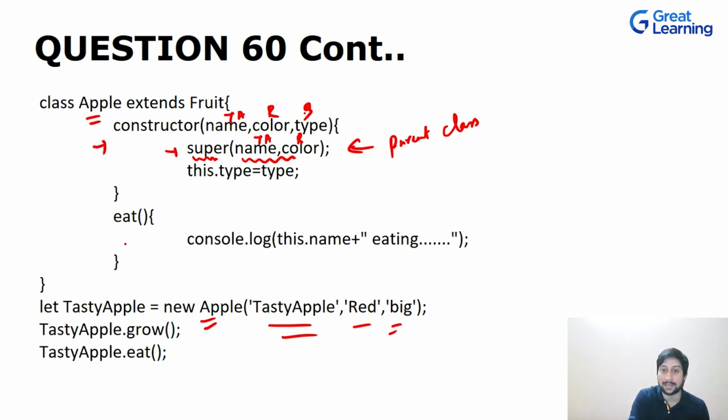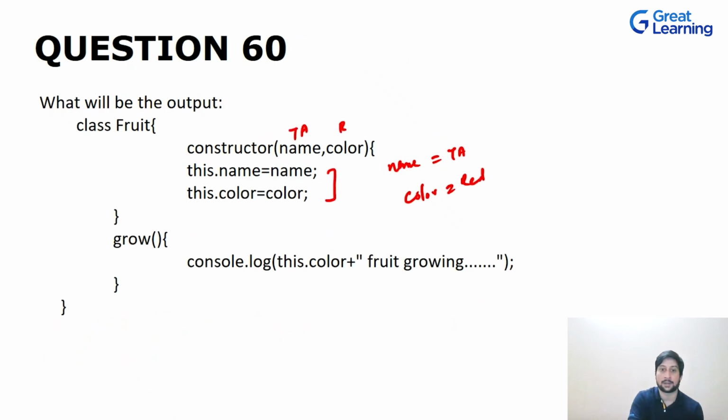Coming back to this, you also have the type, which is big, and this type will be set to big. This is what happened with only this line of code. You call the constructor of both the classes. Now with the help of tastyApple, you are calling the grow method, which is in the parent class.